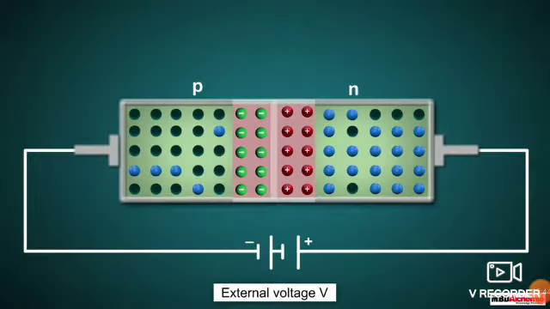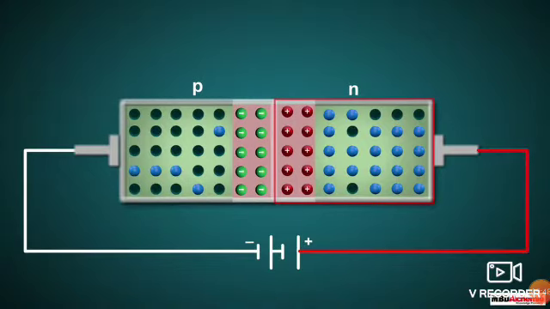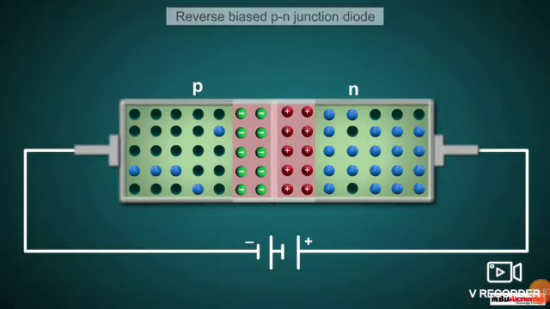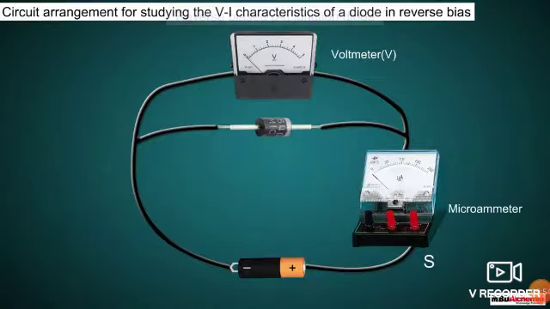When an external voltage is applied across the diode such that the N side is positive and the P side is negative, it is said to be reverse biased. The circuit arrangement for studying the VI characteristics of a diode in reverse bias is as shown.